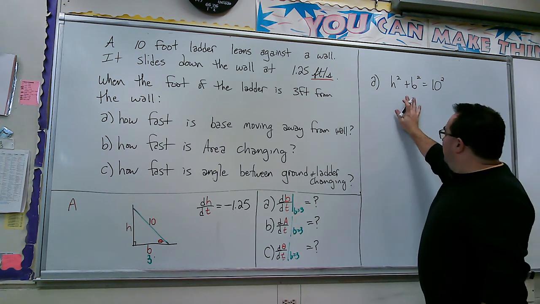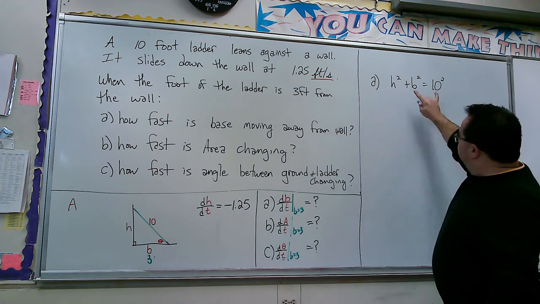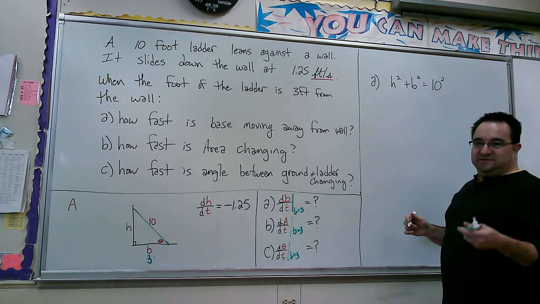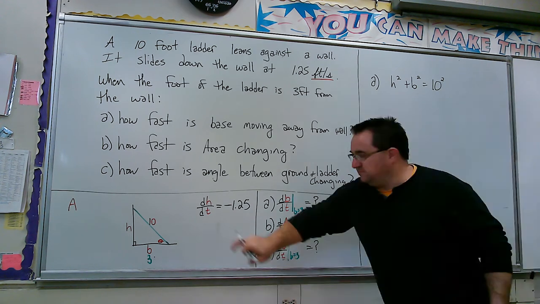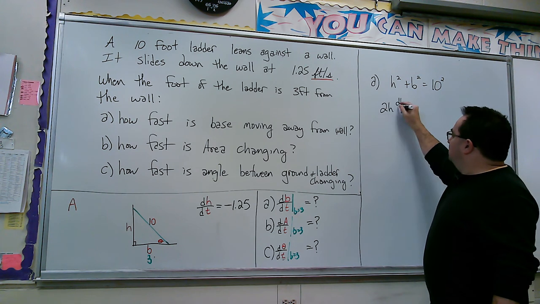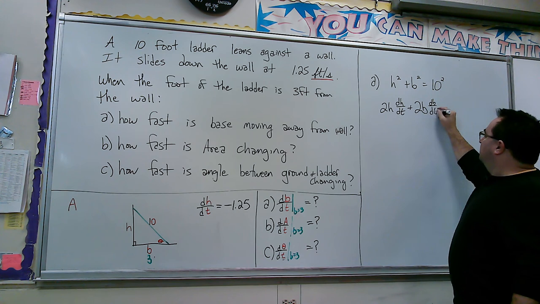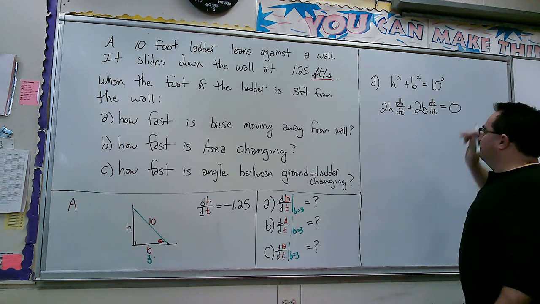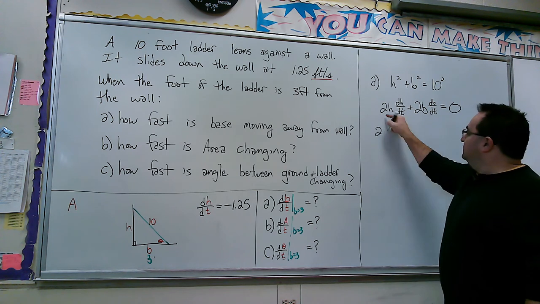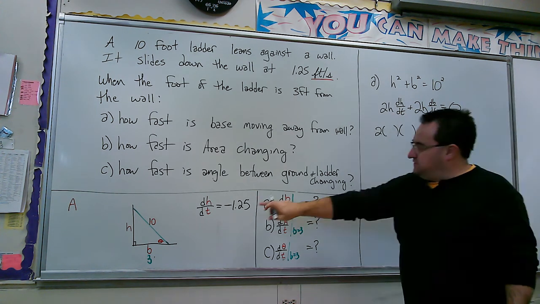Now, step 4, see all these derivatives? See the dh dt? I have to take the derivative to get those derivatives. And remember, this is done implicitly because there's no t in the equation. So the derivative would be 2h dh dt plus 2b db dt equals 0, because the derivative of a constant is always 0. Okay, here's 2. I don't know h yet. I do know dh dt.